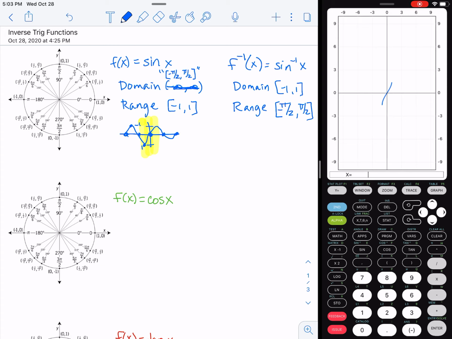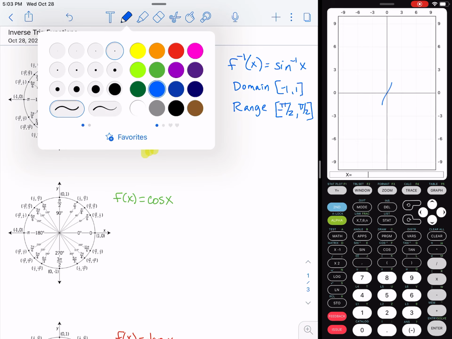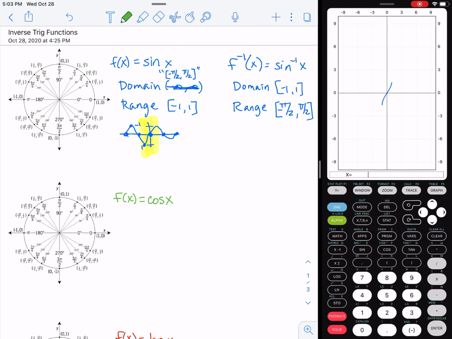So let's take a look at the cosine function. So the cosine function, if I graph this, has maximums at 1 and minimums at -1.